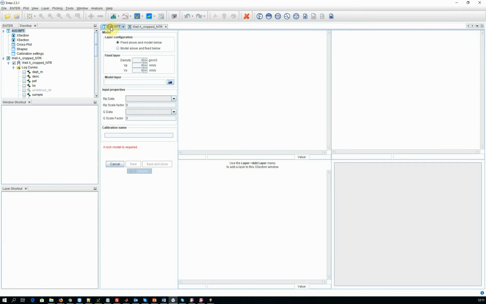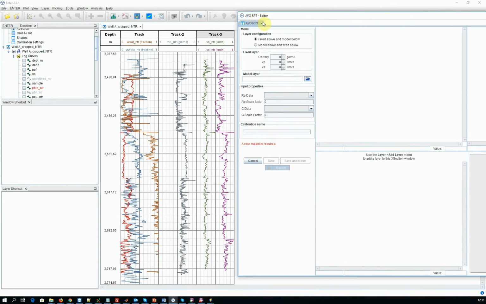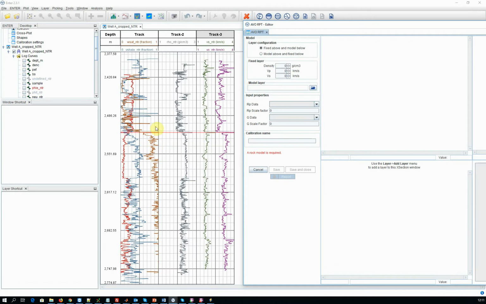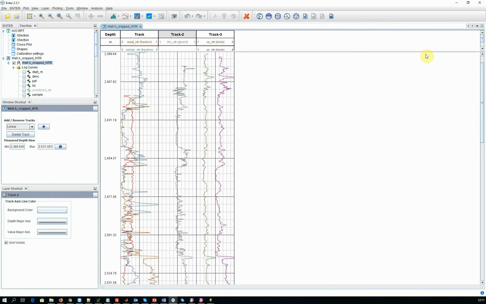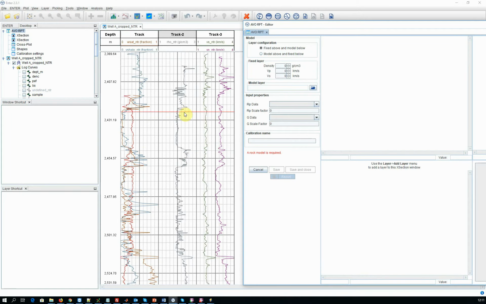We extract this AVO RPT window to a separate window, and we can start to investigate. This is the reservoir zone. We zoom in a little bit, holding down the shift key and then dragging. And this is the top of the reservoir. So above here we enter the caprock. It's not always that you have measurements in this region.